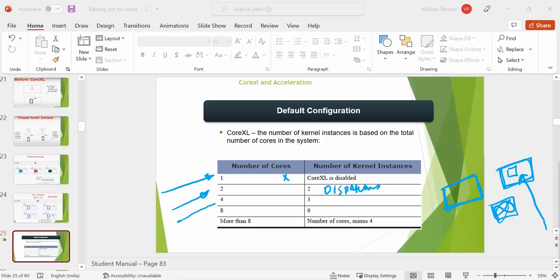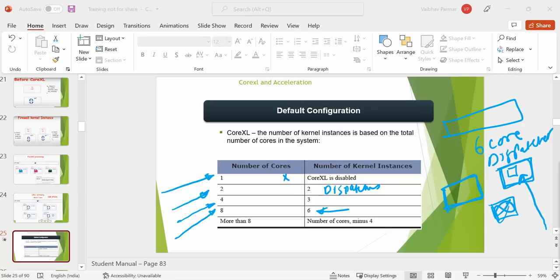If you have four cores, you can make three kernel instances act as dispatchers and one as your firewall core, and you can achieve similar functionality. Like that, if you have 8 cores, you can have 6 dispatchers. That is the limitation you have. Out of those 8 cores, you can make 6 cores dispatchers.